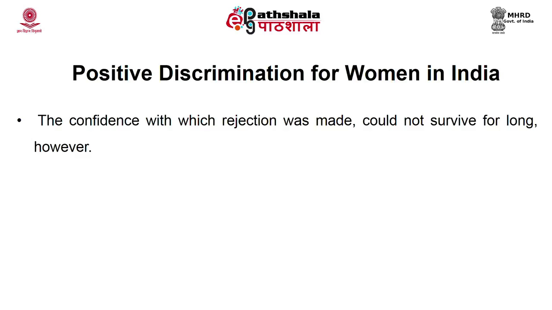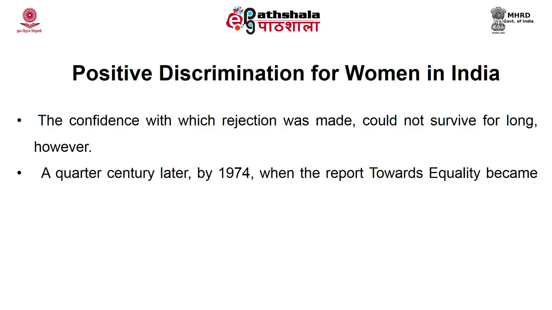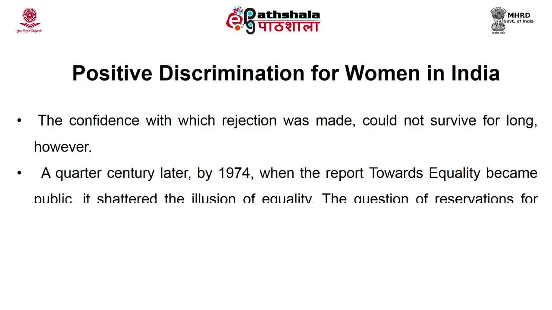For this optimism belonged to the women from, quote, "progressive middle-class families, trained in higher education, and having little experience of what life was really like outside their protected and privileged existence in families, communities, or institutions which did not feel it necessary to adapt to the constitutional guarantees or remained unaware of them." A quarter century later, by 1974, when the report Towards Equality became public, it shattered the illusion of equality.